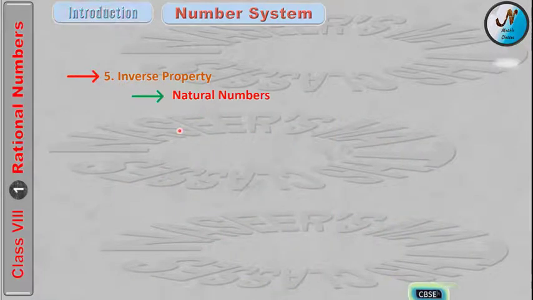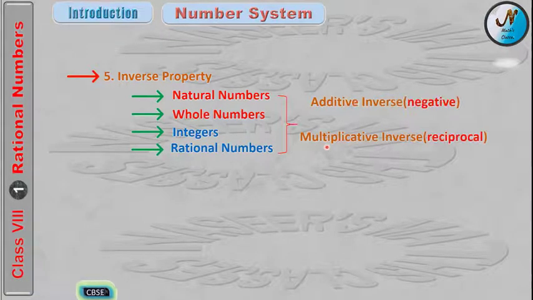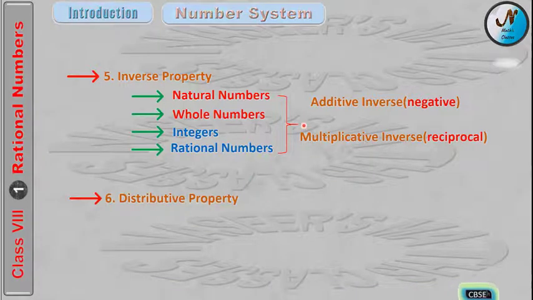We learn about the inverse property of natural numbers, whole numbers, integers and rational numbers. So we have additive inverse and multiplicative inverse. Additive inverse means negative numbers. In natural numbers and whole numbers we do not have any negative numbers, so they do not have an additive inverse. And multiplicative inverse means the reciprocal of a number. So in these four we can write a reciprocal of the number, but we do not have a reciprocal of 0.